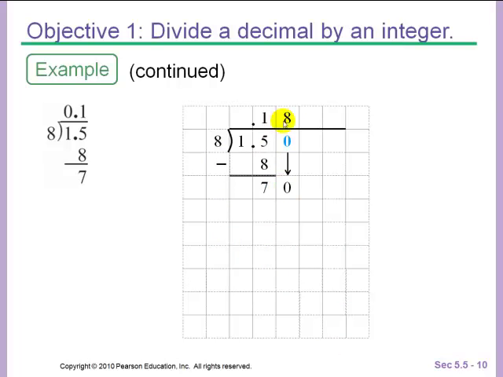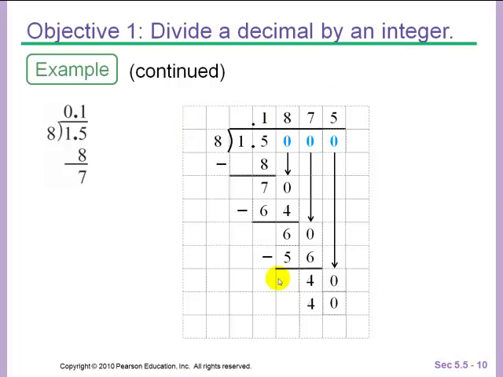8 goes into 70 8 times. 8 times 8 is 64. Subtract and get 6. We don't have a remainder of 0, so add another 0. Drop that down. 8 goes into 60 7 times. 7 times 8 is 56. Subtract that and get 4. We still don't have a remainder of 0, so add another 0. Drop it down. 8 goes into 40 5 times. 5 times 8 is 40. We subtract and get 0.